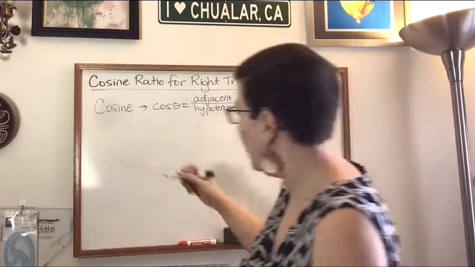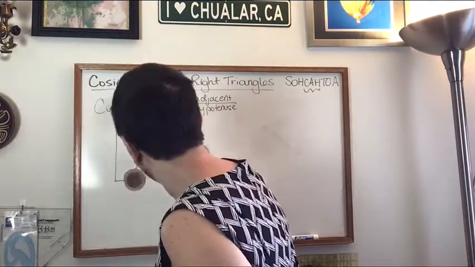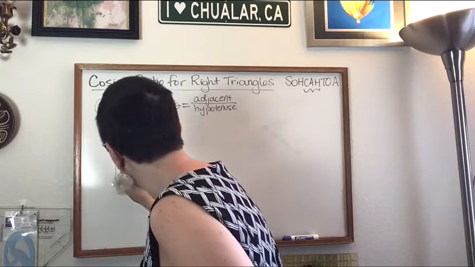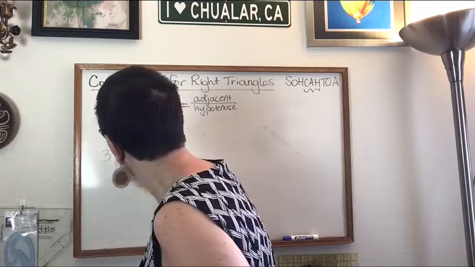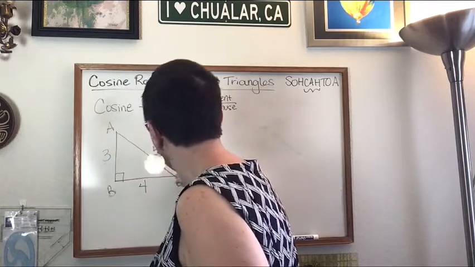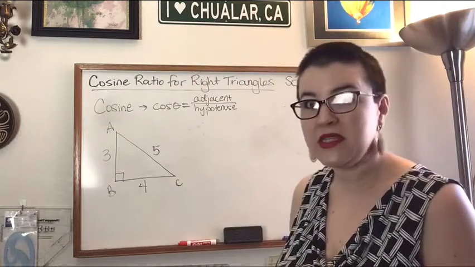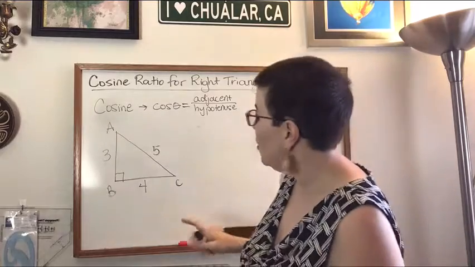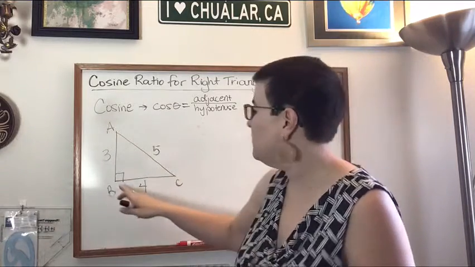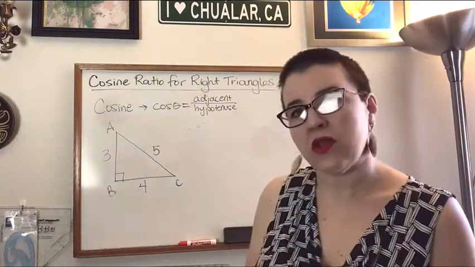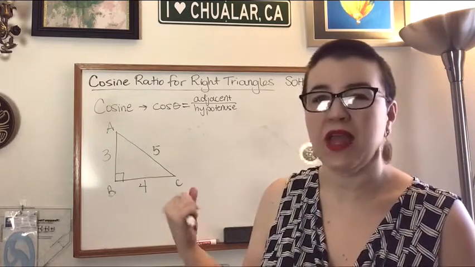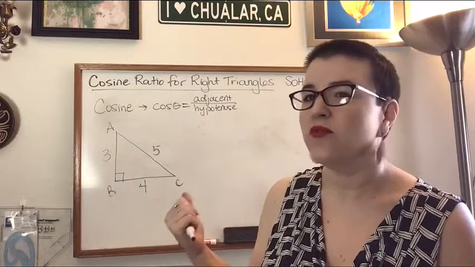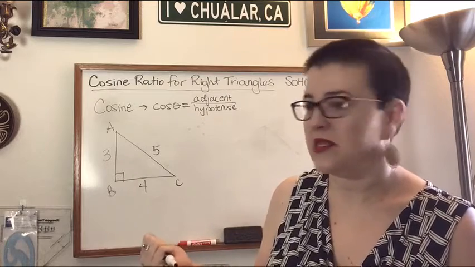Mathematically, adjacent means next to, so it's going to be a side that is part of the angle. When I go to set up a problem, I'll go back to my old reliable. I have this triangle. It's a right triangle, ABC. I could find the cosine of A or C. I don't generally need the cosine of B unless I was trying to find a missing side, because I already know that angle is 90. So very rarely do we use the angle that's actually 90.